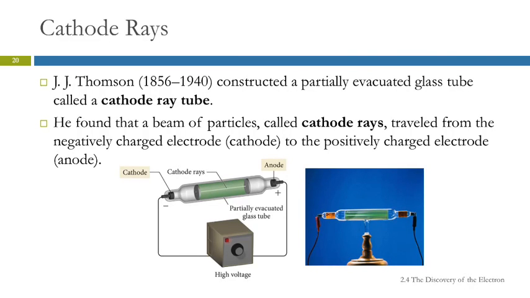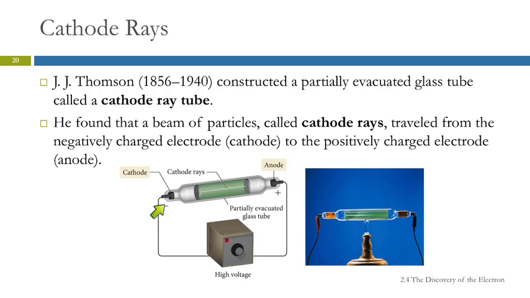So we've got this idea of atoms. And then J.J. Thomson studied cathode ray tubes. A cathode ray tube is a partially evacuated glass tube. So there's some gas in here, but not very much.